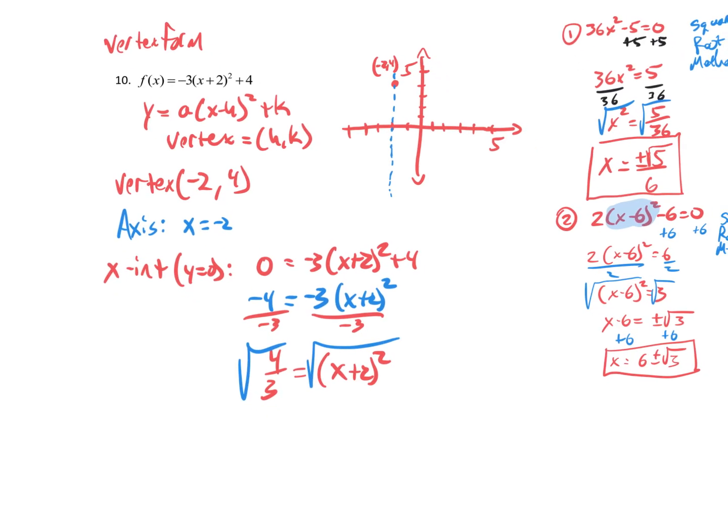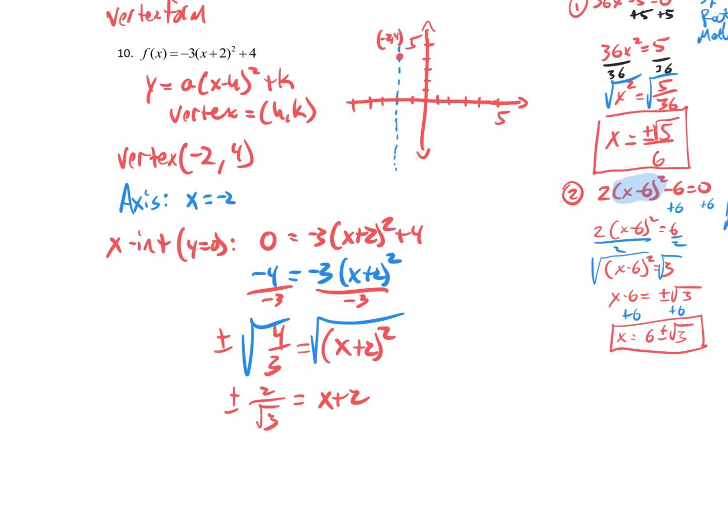I'm going to square root both sides. And we're going to get x plus 2 equals the square root of 4/3. Don't forget the plus or minus here. The square root of 4 on top is 2. The square root of 3 on the bottom is the square root of 3. We'll leave it like that for now. Subtract 2 from both sides. And so we get negative 2 plus or minus 2 over the square root of 3.